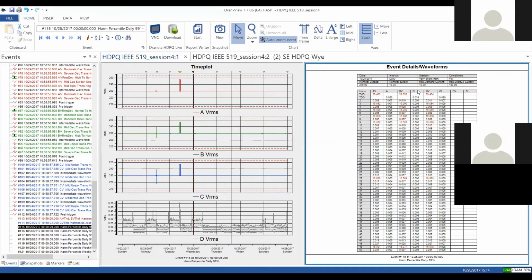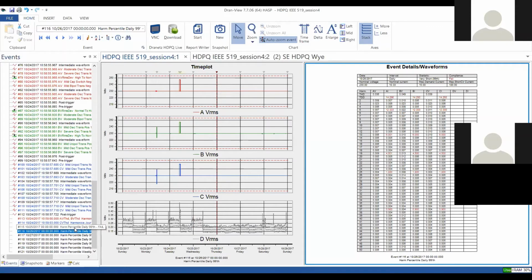You can see this is a pass-fail report. It tells you in red which items have failed the report. Anything in black is fine. Anything in red has failed the compliance limits outlined in IEEE 519 2014. It shows up just like an event in our DranView software, the harmonic percentage daily report. You can see me switching between them here. We're happy to answer any questions later about this as well.